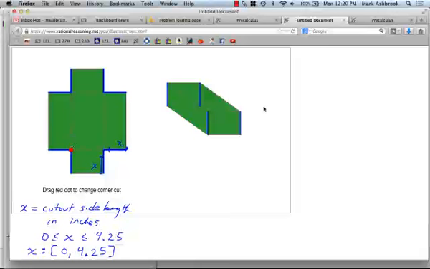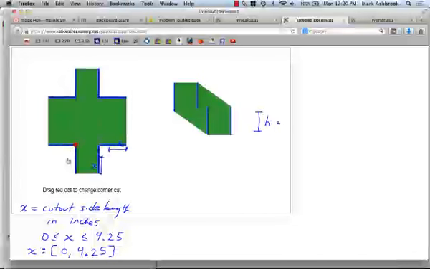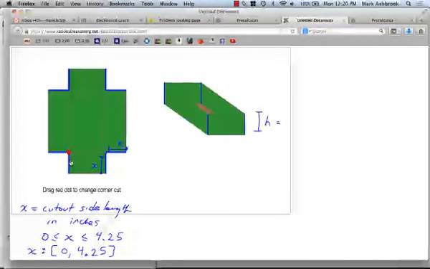The height of the box. So as I change the cutout length, does the height change? Can we define that height in terms of the cutout length? What is it?